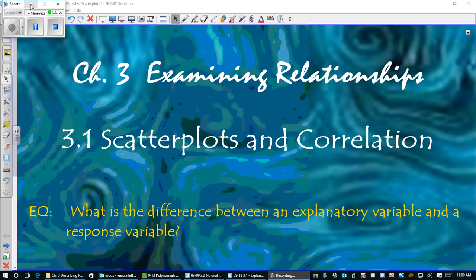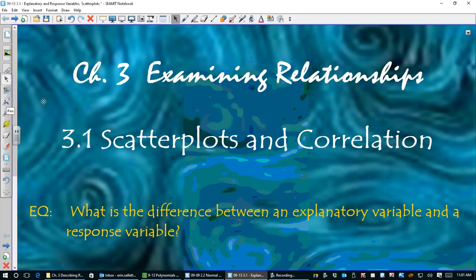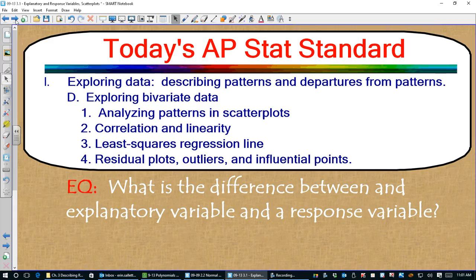Welcome to Chapter 3 in our AP Statistics. We're going to begin talking about scatter plots and correlation, but before we can get there, what we need to do is talk about the difference between an explanatory variable and a response variable. There's going to be quantitative variables, and we're going to get to the concept of correlation using scatter plots as we progress. So today, here is your standard. We're going to just answer the question of what's the difference between an explanatory variable and a response variable today, and we're going to see what difference that makes.